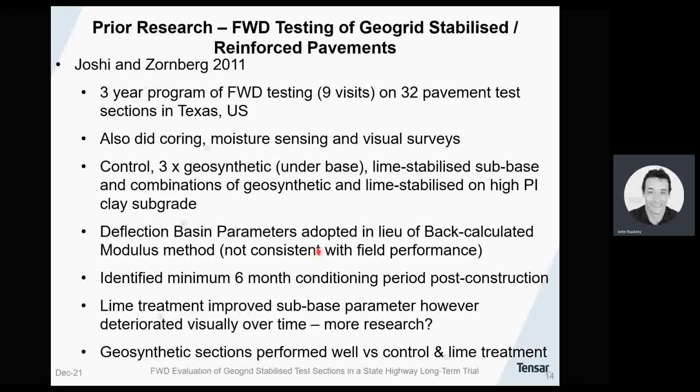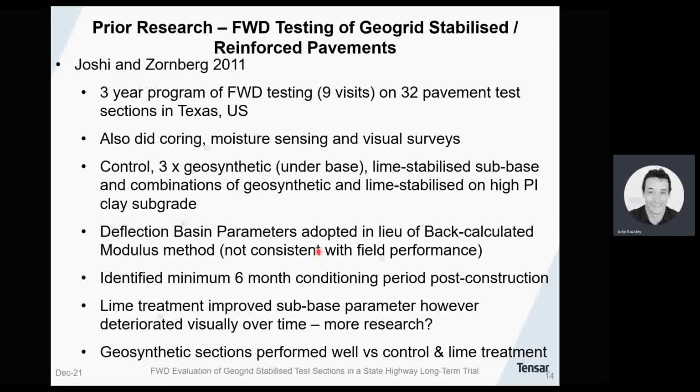Joshi and Zornberg in 2011 reported on a 3-year program of FWD testing that consisted of 9 visits on 32 pavement test sections around Texas in the US. The researchers also did coring, moisture sensing and visual surveys of all of these sections. The sections themselves consisted of controls, 3 geosynthetic sections under the base course, lime stabilised subbase, then combinations of geosynthetic and lime stabilised treatments on a high plasticity expansive clay subgrade.